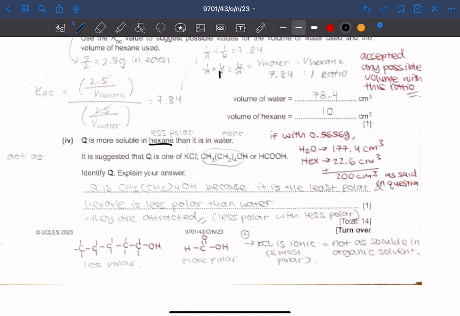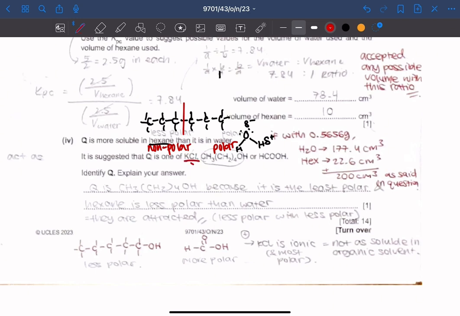So hexane is a hydrocarbon with 6 carbon atoms if I'm not mistaken: 1, 2, 3, 4, 5, 6. Then the H atoms are connected, and it is completely symmetrical, so it is a non-polar compound. Non-polar compared to water. Water is O with delta plus, delta minus, so it is a polar compound.